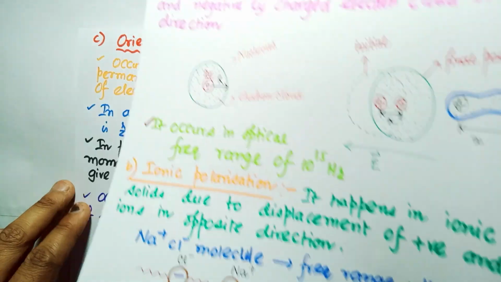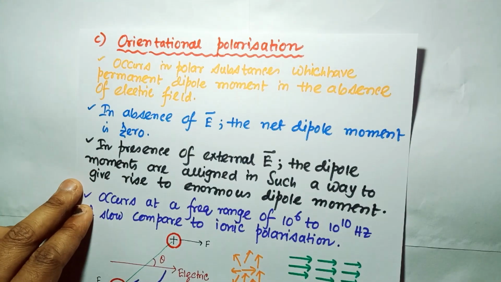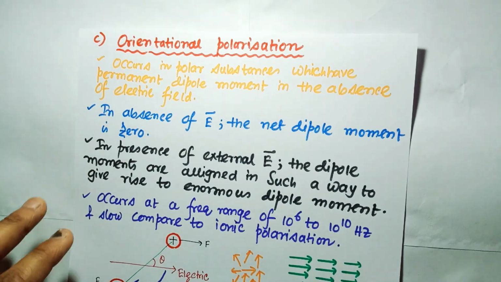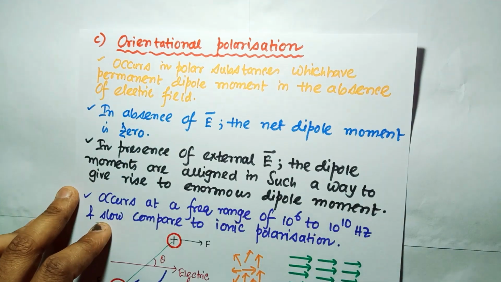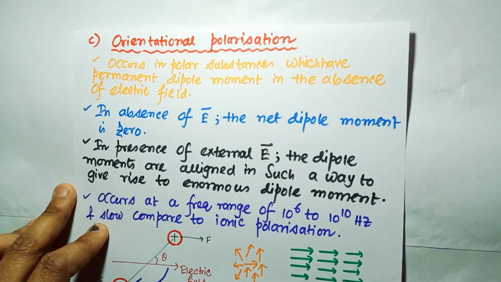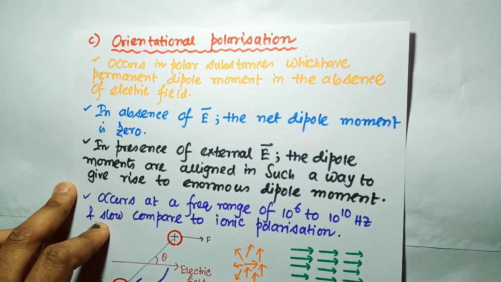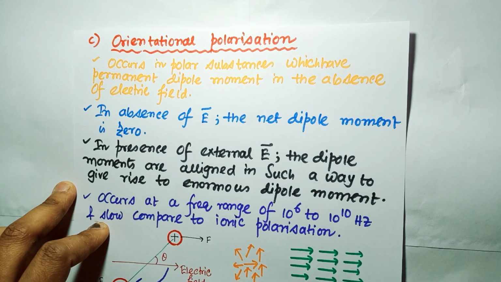So the calculation of the ionic polarizability is quite different and complicated. Our next discussion will be orientation polarization. This kind of polarization is present in polar substances, which have a permanent dipole moment even in the absence of the external electric field. We will discuss in a later video what a polar molecule is.